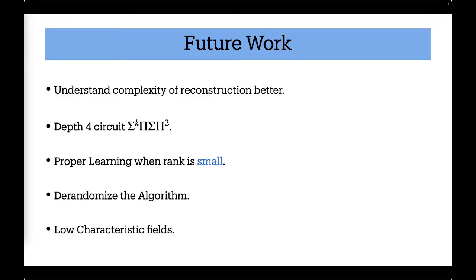Proper learning when the rank is small is an open question, as I talked about earlier. Everything we do, we need to start with a high rank circuit, and what happens when the circuit is low rank, we don't know. And there are two other questions: whether we can de-randomize our algorithm, and whether we can give an algorithm that also works over low characteristic fields. Those would also be, I think, interesting.